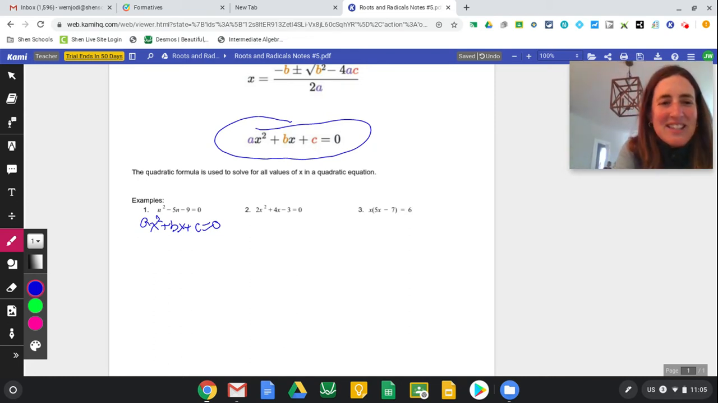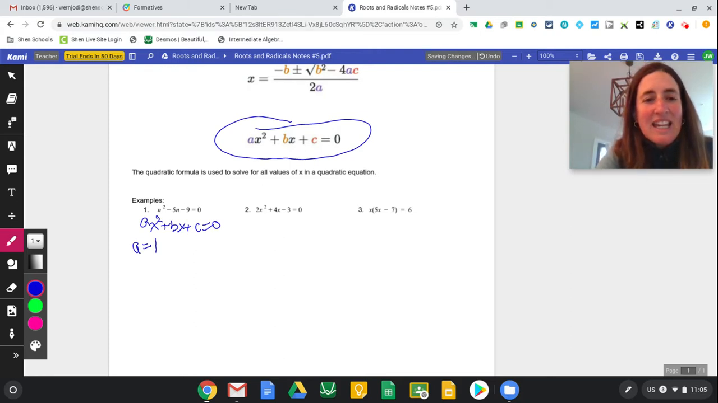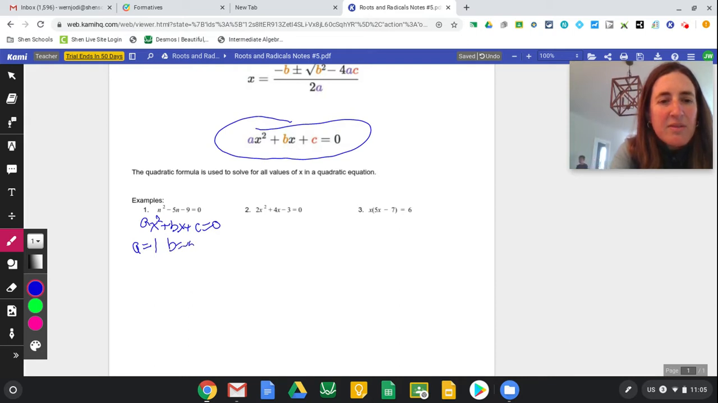In the first case, our a is in front of the n squared, and a is a 1. And in the next part, the b is in front of the n, so our b is negative 5. Important to bring your sign with it. And c is going to be negative 9. Okay, now we just fill them into the actual formula.